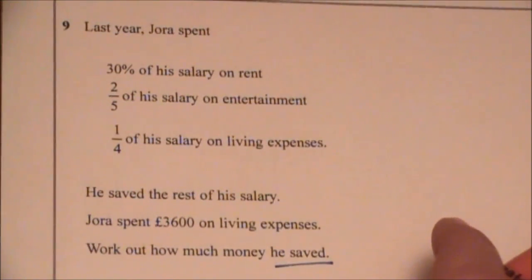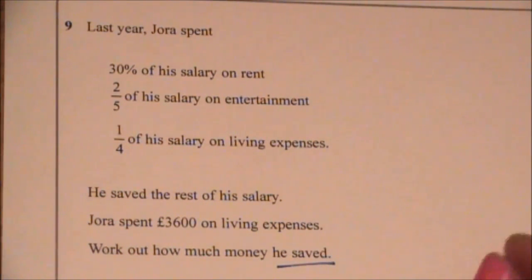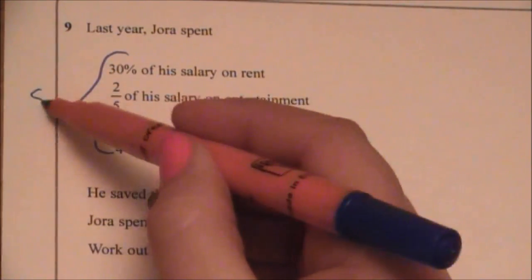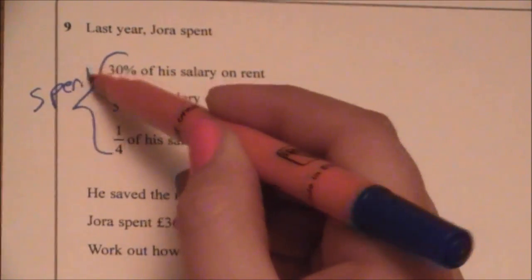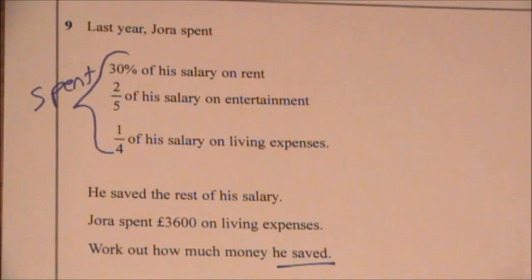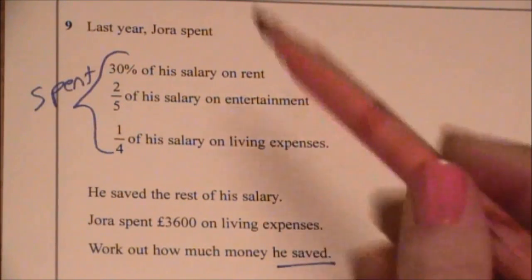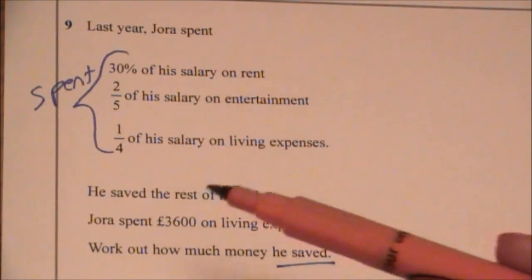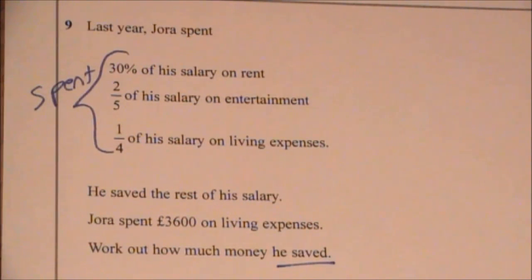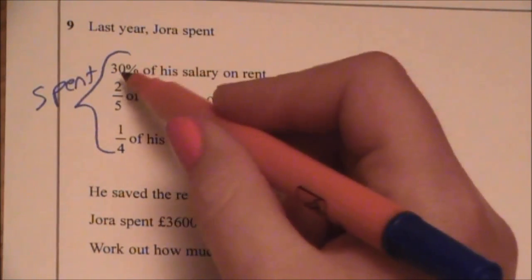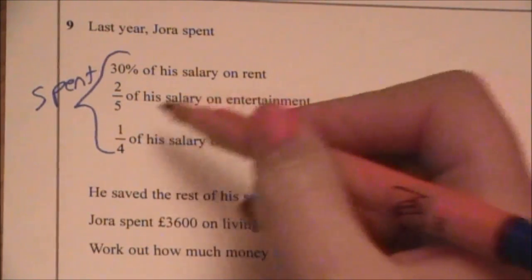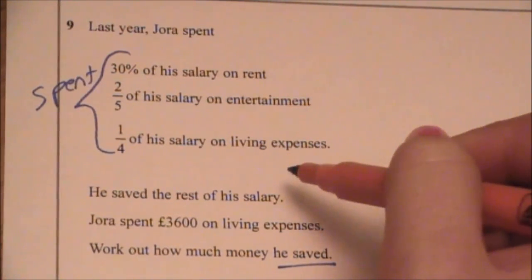Okay, so the point of this question, by the end, I want to know how much he saved. Now, all this gives me is what Yora has spent. So in order to know how much he saved, I need to first of all find how much he spent. And it doesn't necessarily have to be in money. Proportionally is enough. So Yora spent 30% of his salary on rent, 2/5 on entertainment, 1/4 on living expenses.